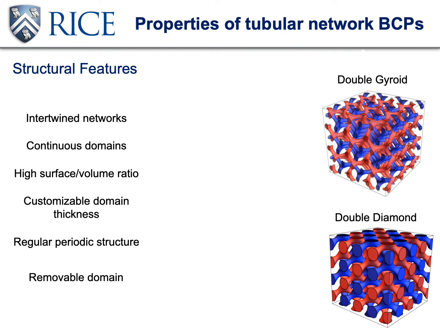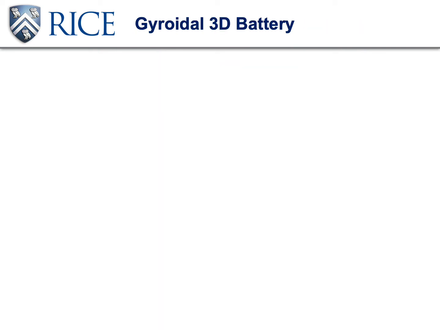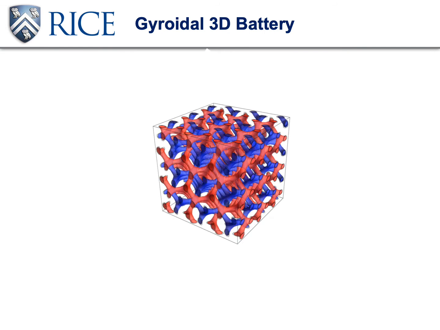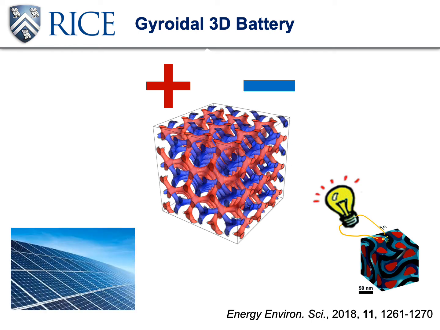This leads to all sorts of useful properties like mechanical stiffness, transport of gas or charges, and unique wave interaction properties. We can even remove one of the domains and fill it with a new material such as a metal or ceramic. A specific application of the double gyroid structure is a new type of battery. Using nanotechnology, a double gyroid network can be created as a battery with one network as the cathode and the other as the anode. These double gyroid batteries are many times more efficient than a conventional battery that uses cathode-anode layers. High-efficiency solar cells can also be made using double gyroid structures.